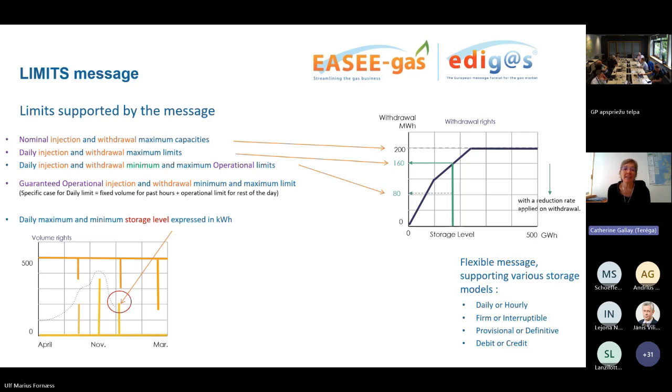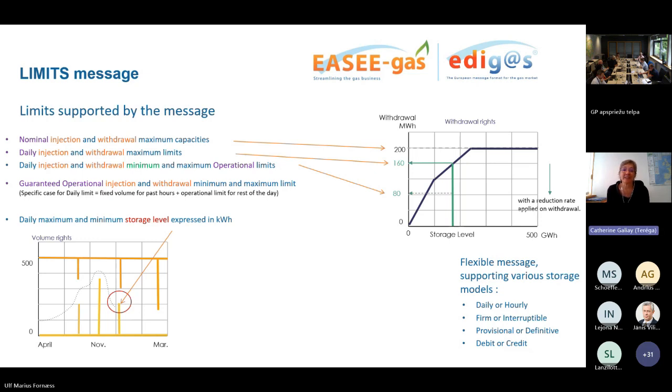Then you have the daily injection and withdrawal maximum operational limit. Here, operational is the keyword. This is the quantity corresponding to the previous daily limit just explained, that can eventually be reduced by a reduction rate for maintenance purposes, for example, and can also eventually be reduced by the need to respect the gate, the storage level limit.